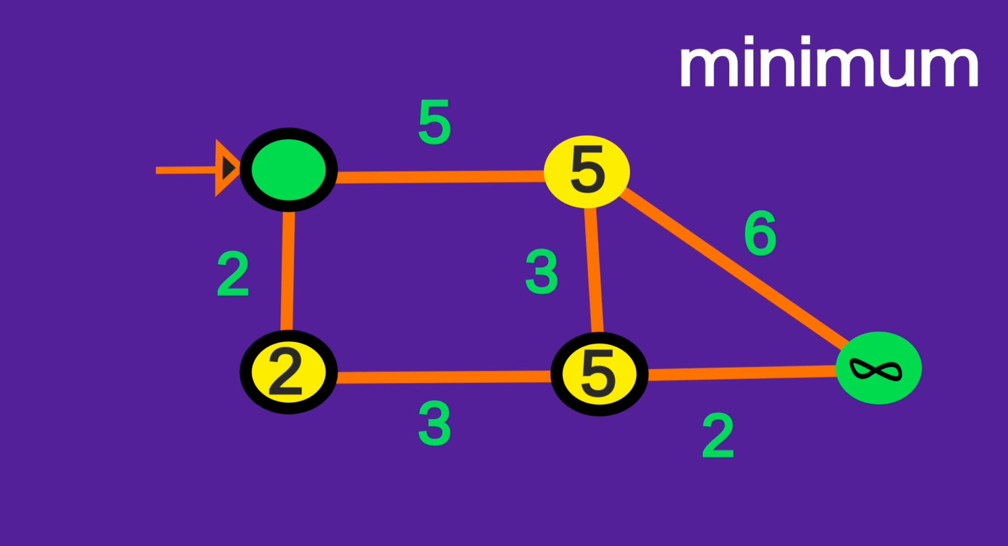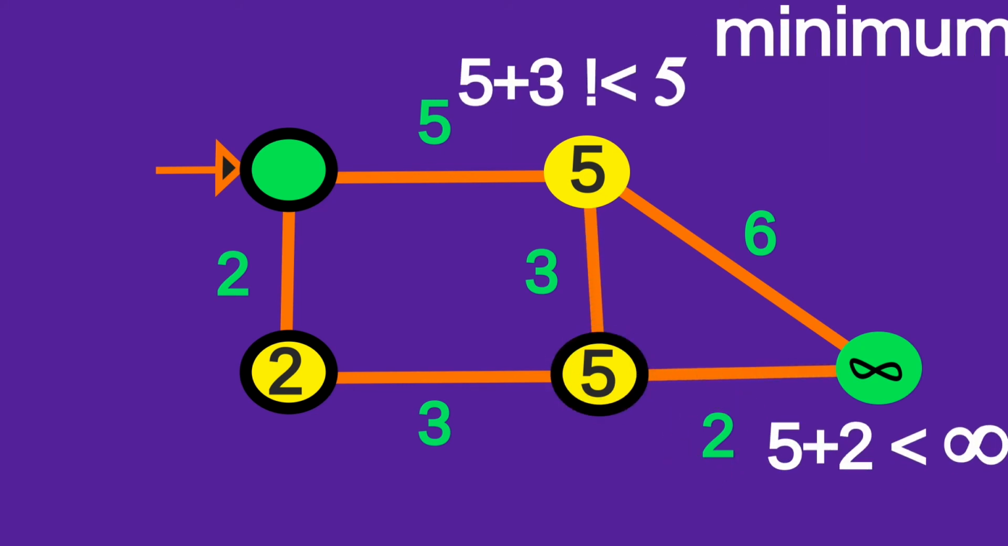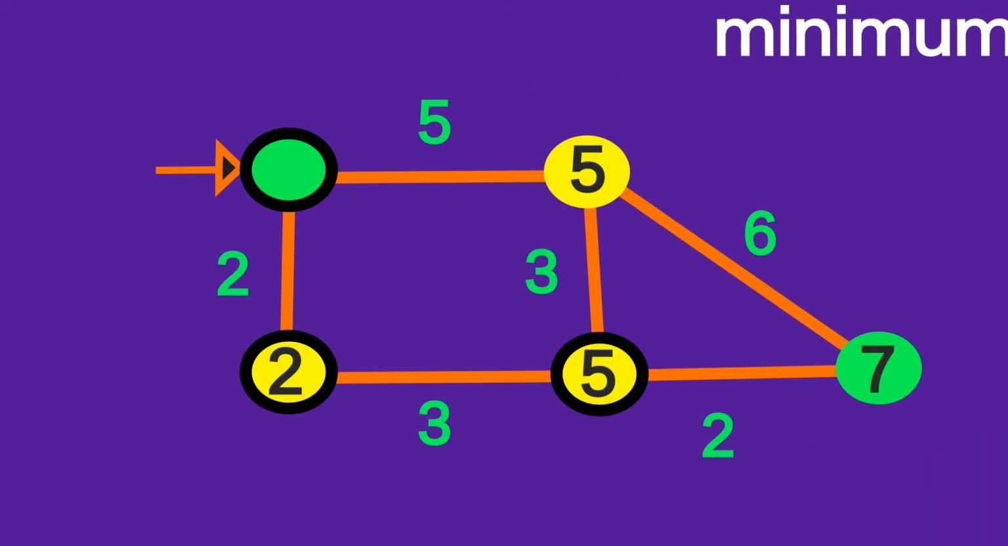I'm selecting this, and let's adjust the adjacent nodes cost, which is 5 plus 2 and 5 plus 3, because it would take us 5 to reach the selected node and the edge to reach the adjacent nodes. So in this case 5 plus 2, 7 is less than infinity and 8 is not less than 5, so we'll update just this node.